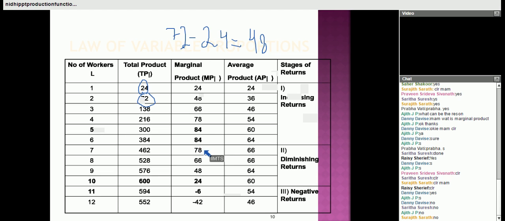Now from the seventh unit onwards, marginal product is going down. So this is the stage of diminishing returns. Diminishing means going down, decreasing. So now it is decreasing. This is the stage of diminishing returns, from 84 to 78, from 78 to 66, from 66 to 48. And now towards the end, for the 11th and the 12th unit, it is the stage of negative returns.